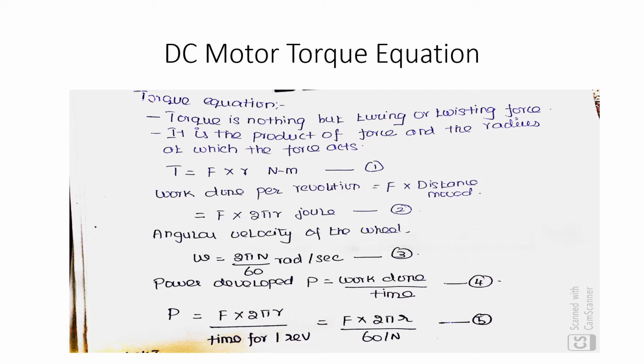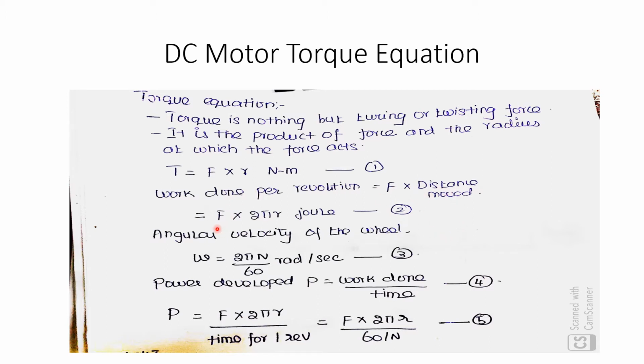Here the torque is nothing but the turning or twisting force. It is the product of force and the radius at which the force acts. For finding the torque, we are finding the power developed across the armature in terms of torque. The power developed across the armature is work. The work done is nothing but the force and the distance moved by the armature.